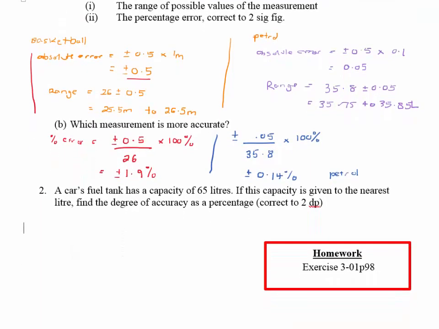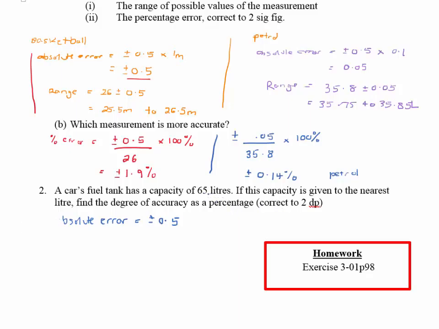Okay, let's have a look at the very last question. A car's fuel tank has a capacity of 65 litres. If this capacity is given to the nearest litre, find the degree of accuracy as a percentage correct to 2 decimal places. So all you have to do is find that absolute error. Let's write that down, absolute error, and it's plus or minus a half of the smallest unit.